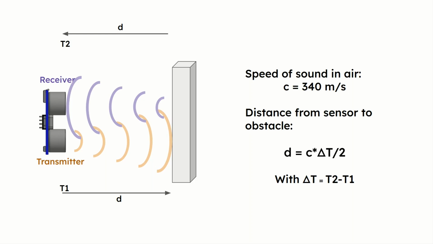This principle is often referred to as time of flight. It's a method for measuring the distance between a sensor and an object based on the time difference between the emission of a signal and its return to the sensor after being reflected by an object.